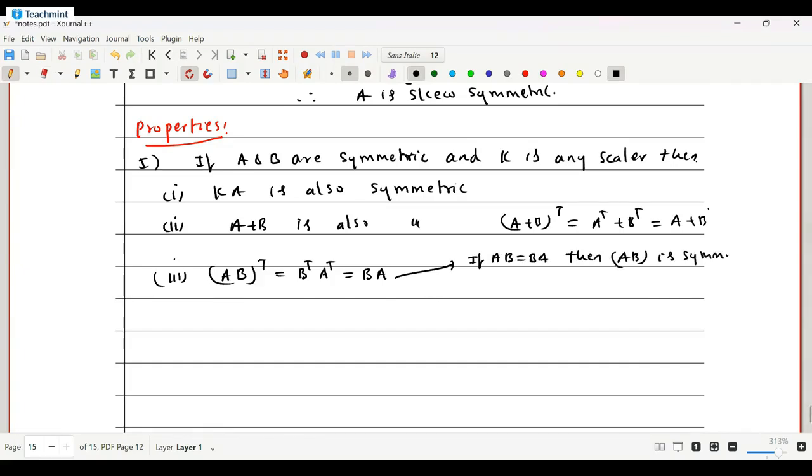If AB is equal to minus BA, that means they anti-commute, then the matrix AB is skew symmetric. So the product of two symmetric matrices may or may not be symmetric. If A and B commute with each other, then it is symmetric. If A and B anti-commute, then it is skew symmetric.